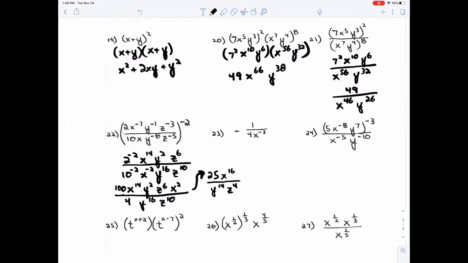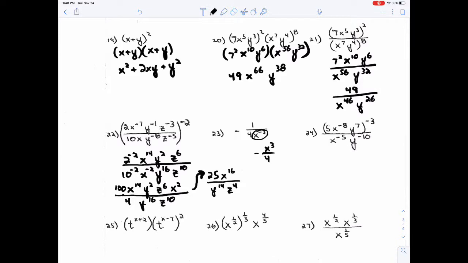Okay. Number 23, the only thing that happens is this is going to move to the top. So it's negative x to the third over 4. That's it. Just move the negative third to the top.